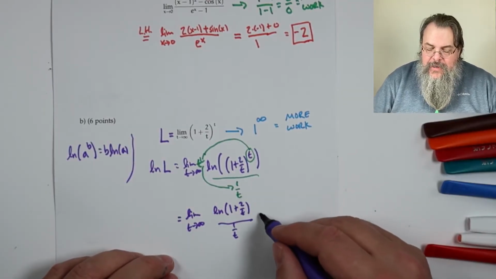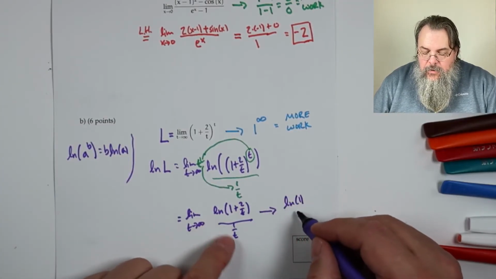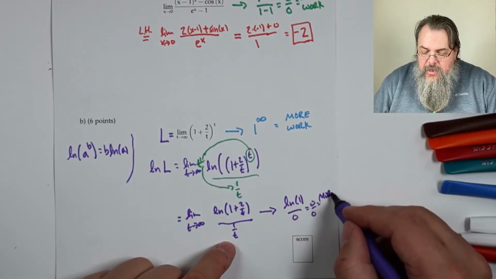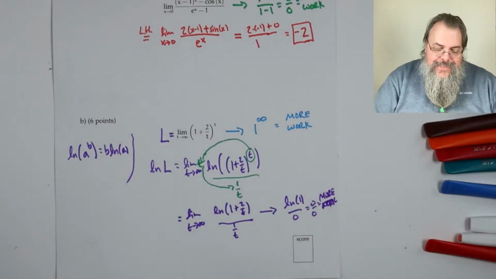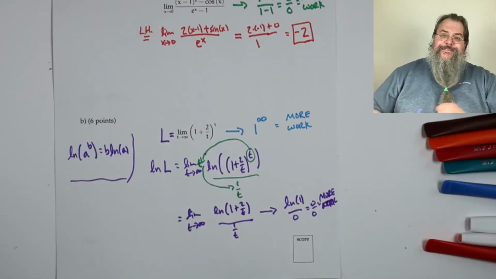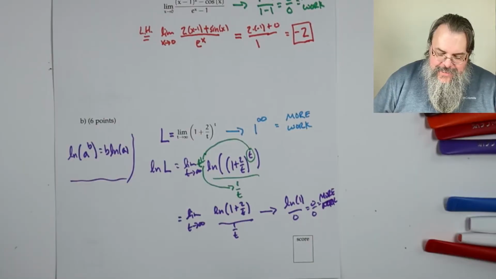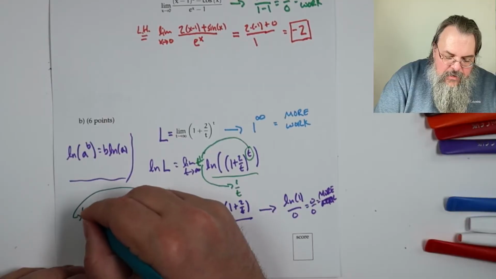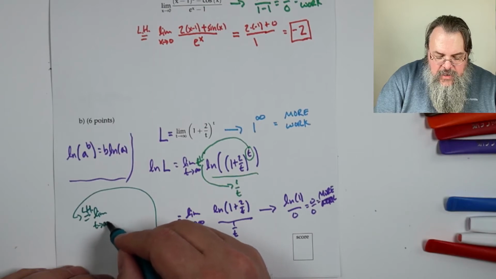And now what's going on? Well, this goes to log of 1 over 0, which is 0 over 0, which equals more work. But wait, it's the right kind of more work. It's our time to shine. Yes, L'Hôpital rides again. L'Hôpital, mon ami, only you can help guide us through this puzzle. So this becomes, by L'Hôpital, the limit as t goes to infinity.